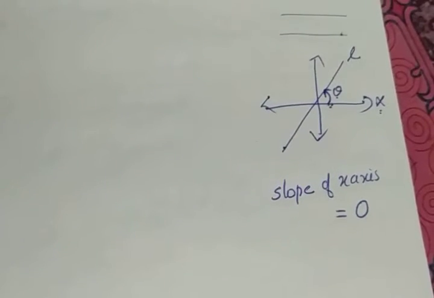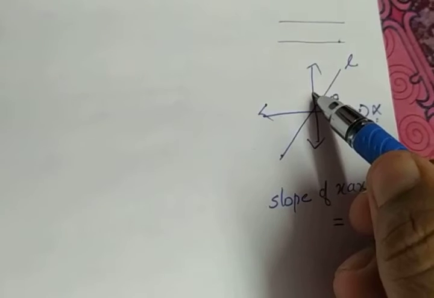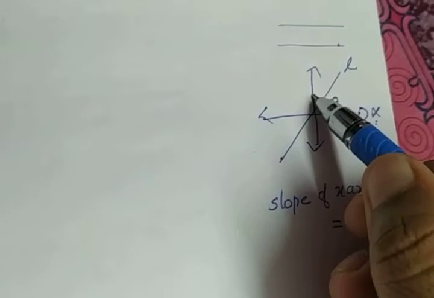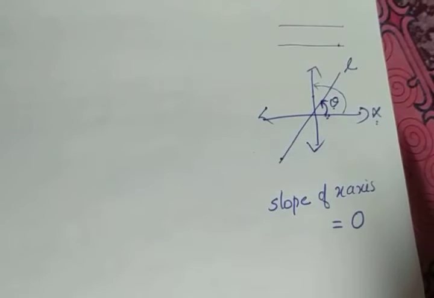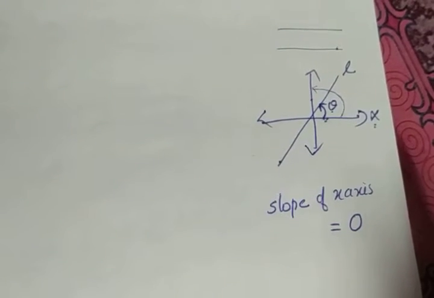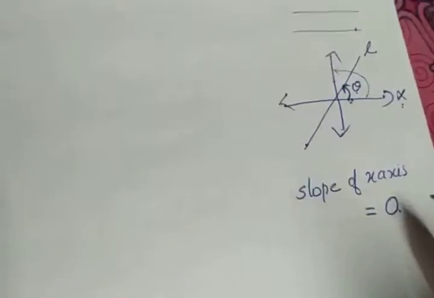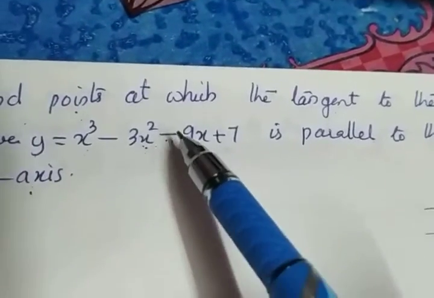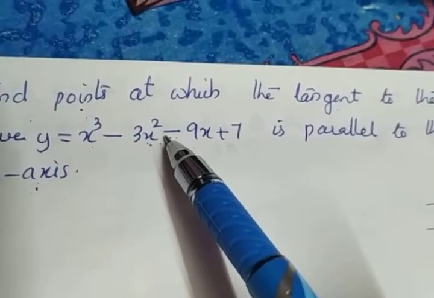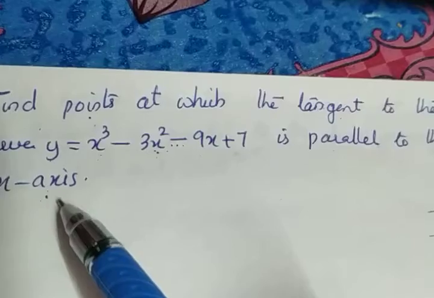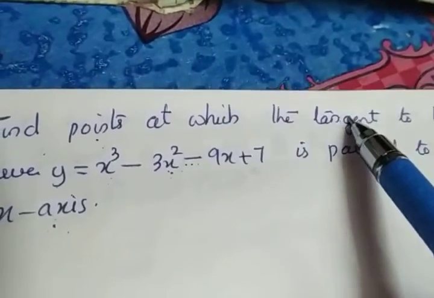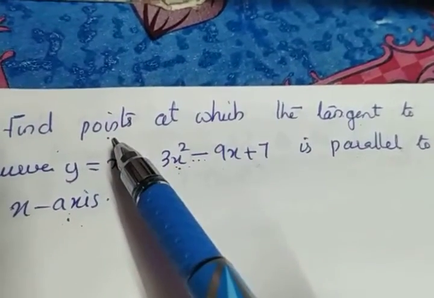Then can you say what will be the slope of y-axis? To find it, we measure the angle which the y-axis makes with the positive direction of the x-axis. That is 90. So what is our question? The tangent to this curve is parallel to x-axis. That means the slope of the tangent will be equal to the slope of x-axis, which is 0. So we have to equate the slope of the tangent to 0 to get the point.